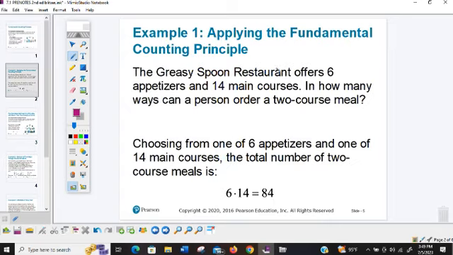On example 1, applying the fundamental counting principle. The Greasy Spoon restaurant offers 6 appetizers and 14 main courses. In how many ways can a person order a 2-course meal? Well, we have a choice of 6 appetizers, 14 courses, so we would do 6 times 14, and the answer would be 84. There are 84 different ways to enjoy that 2-course meal.